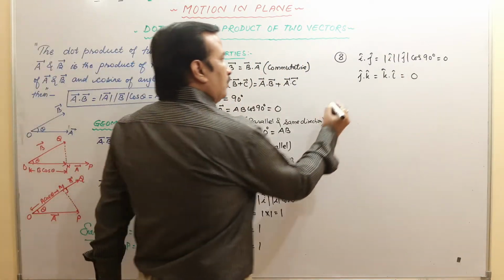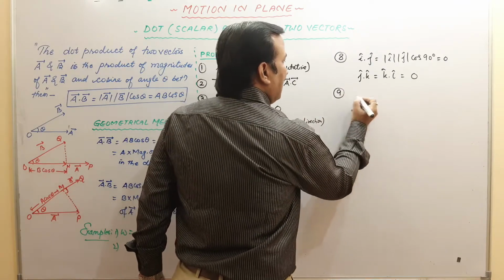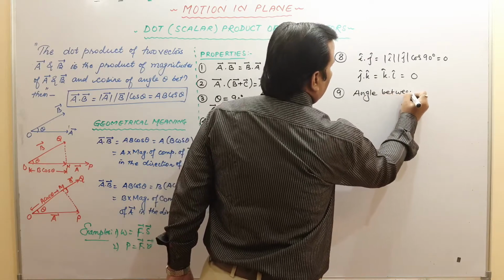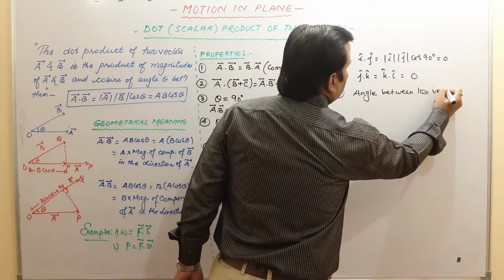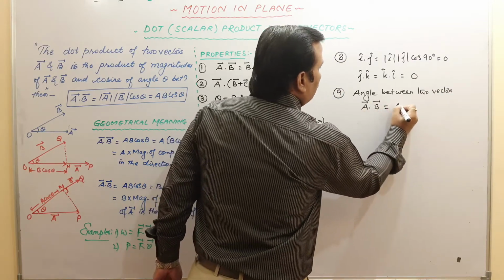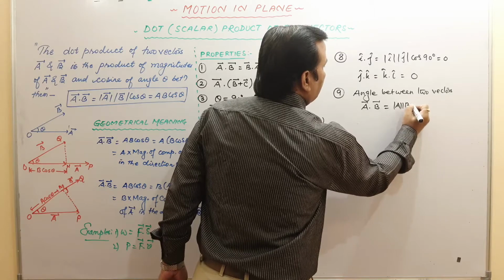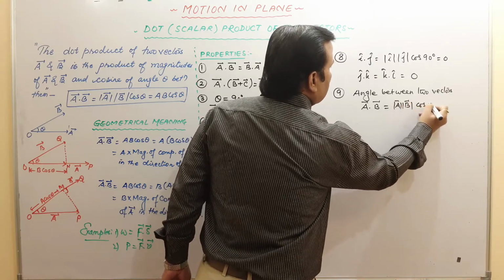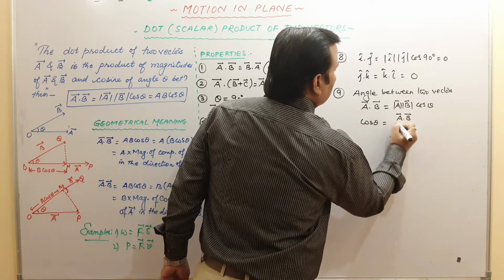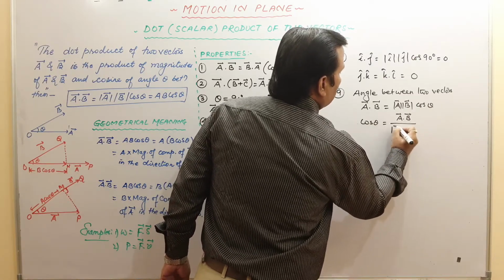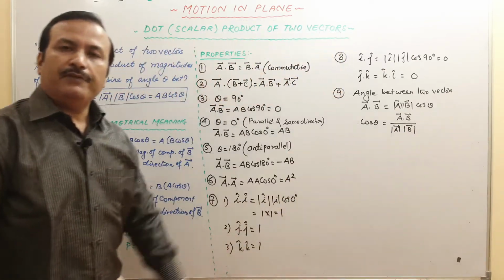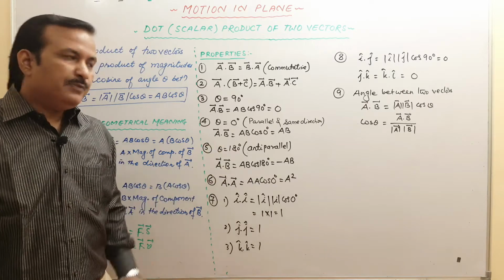राइट. नाउ इफ यू वांट टू फाइंड आउट angle between the two vectors, we have A dot B equal to magnitude of A, magnitude of B into cos theta. So we can write simply cos theta equal to dot product of the two vectors upon magnitude of A, magnitude of B. This way we will be finding एंगल बिटवीन द टू वेक्टर्स.